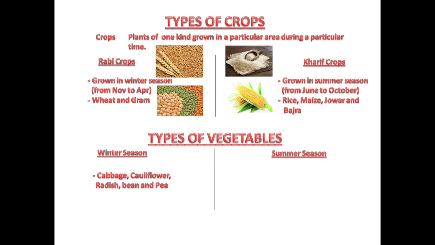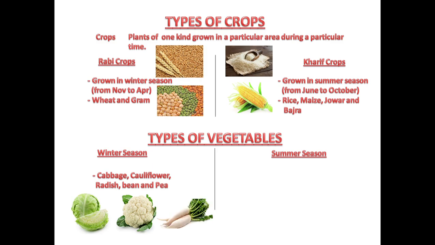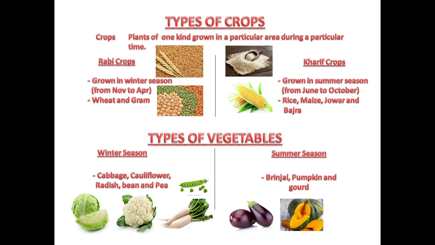Here you can see the picture of cabbage, cauliflower, radish and peas. Now examples of vegetables of summer season are brinjal, pumpkin and gourd. Here you can see brinjal, pumpkin and gourd.